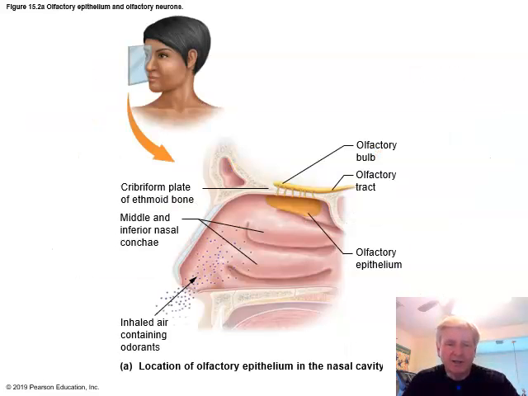So here's the location of your olfactory epithelium in your nasal cavity. This shows you the cribriform plate of the ethmoid bone, the middle and inferior nasal concha, and below those are the nasal meatuses. So this is the inhaled air containing the odorants, which are aromatic chemicals, and that would be the stimuli. They reach the olfactory epithelium, where those odorants are transduced into a signal called an action potential, which will eventually reach the olfactory bulb.